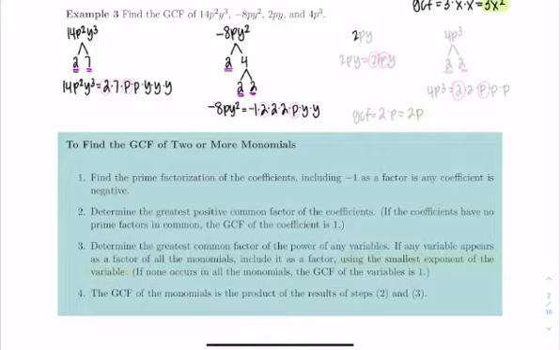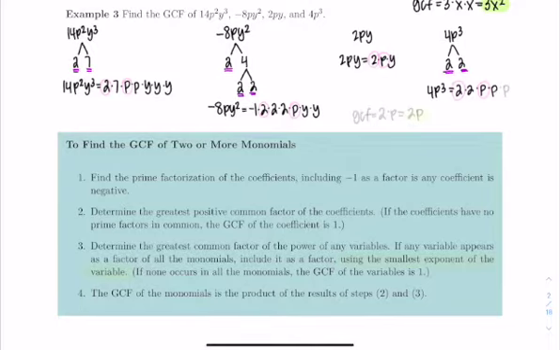For 2py, 2 is prime, so I can't write this down any simpler than what I have. So what I end up getting is 2 times p times y, just so it's in the same kind of format as the other ones. And then 4p cubed. 4 we can break down just a little bit as 2 and 2. And so we end up getting 2 times 2, and then we have 3 p's.